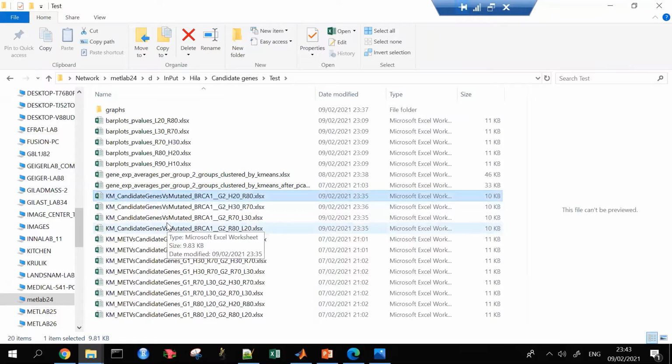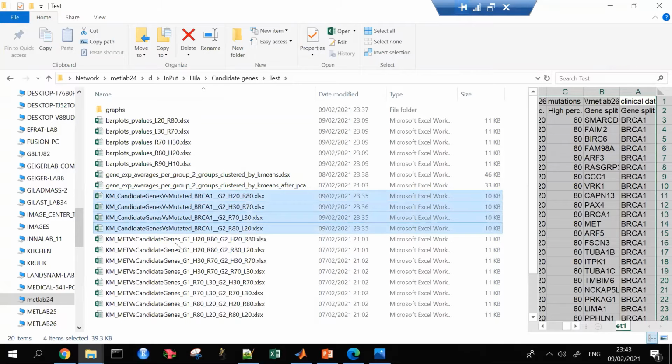So you will expect to get 4 Excel files and Excel tables. And here you see Kaplan Meier, candidate genes versus mutated. And the mutation is in BRCA1. This time, BRCA1 is our driver gene. And the gene 2 was split according to high expression in the candidate gene.